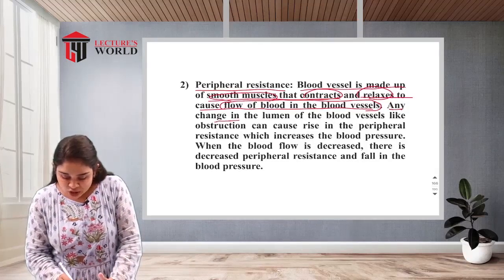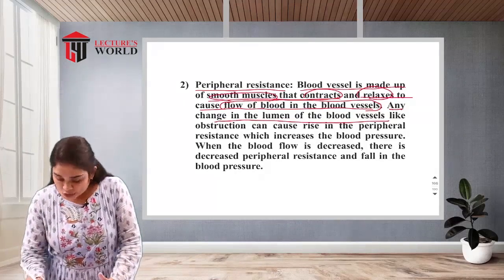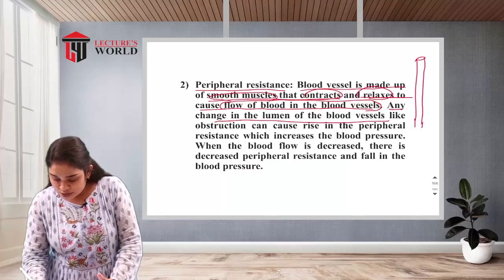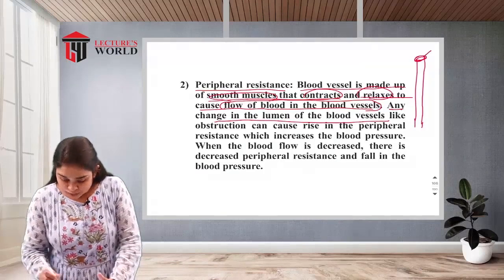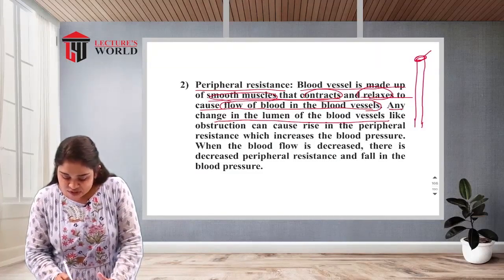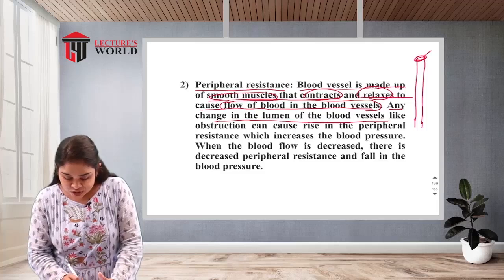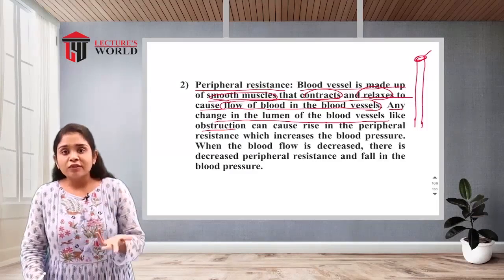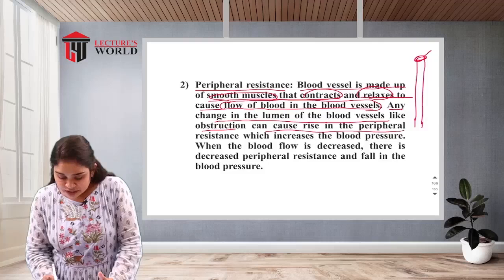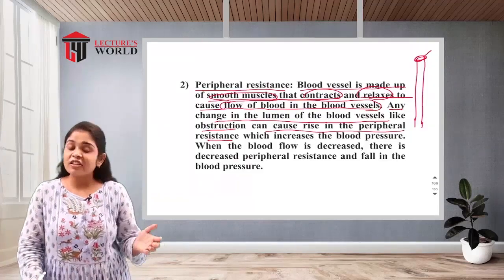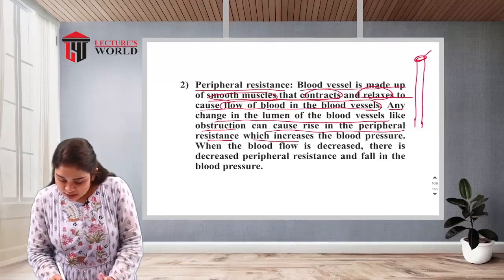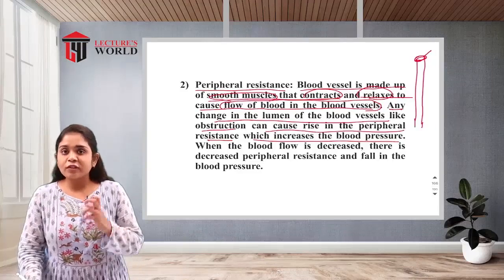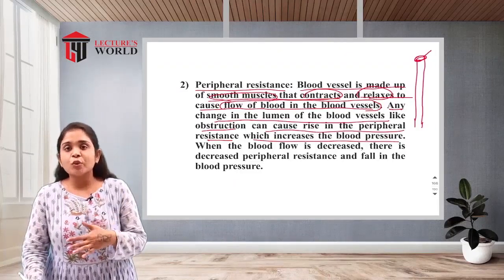Any change in the lumen of the blood vessel matters. If we are talking about a blood vessel, like this, this is called the lumen. Any changes in the lumen of the blood vessels, like an obstruction or any disturbance in the lumen, can cause a rise in the peripheral resistance, which increases the blood pressure. So if the obstruction is there, the blood pressure is also going to increase.